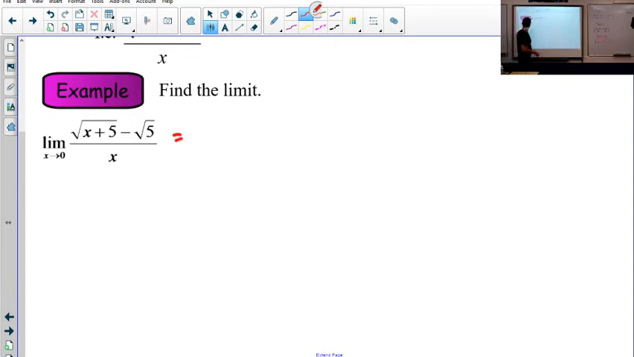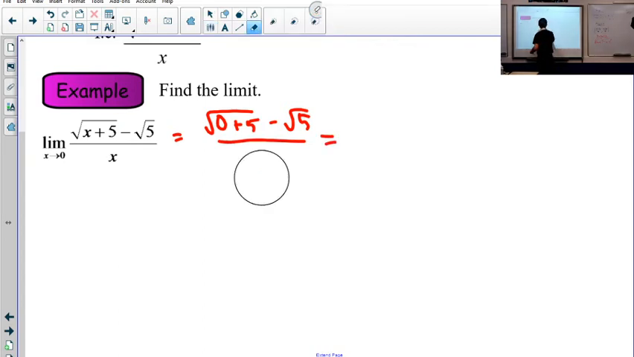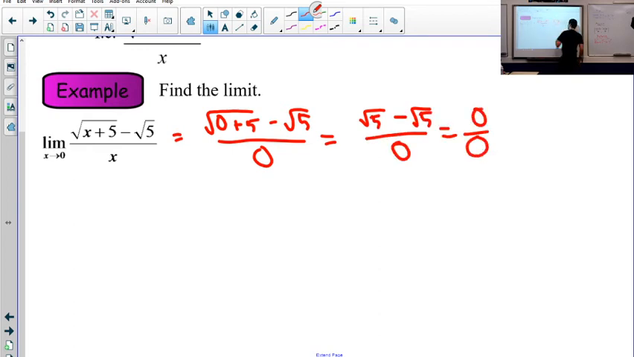Oh, this one will definitely work. Yeah, square root of 0 plus 5 minus the square root of 5, over x. Oh, over x, we're plugging in 0. And so, of course, we're going to get something to work. Square root of 5 minus square root of 5 over 0 is 0 over 0. What a ripoff. It didn't work again. Unbelievable.